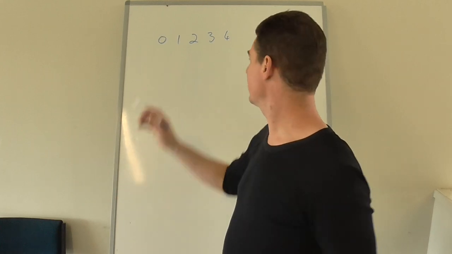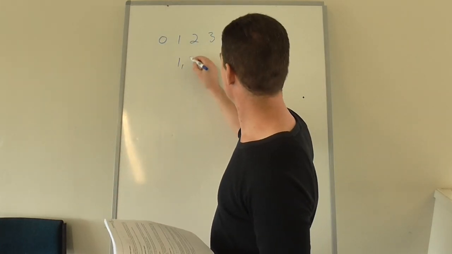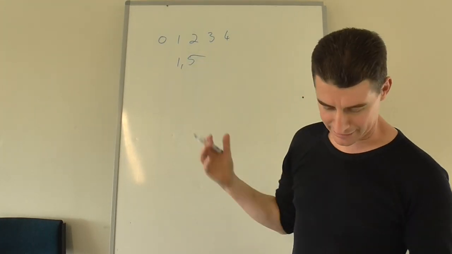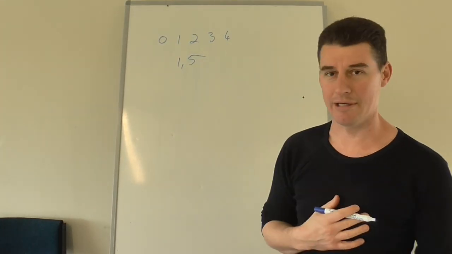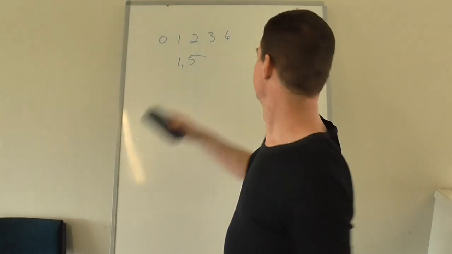You see, so a whole number is 1, 2, 3, 4. If it was 1.5, then that would not be a whole number. So your whole numbers are just the normal numbers that you count.